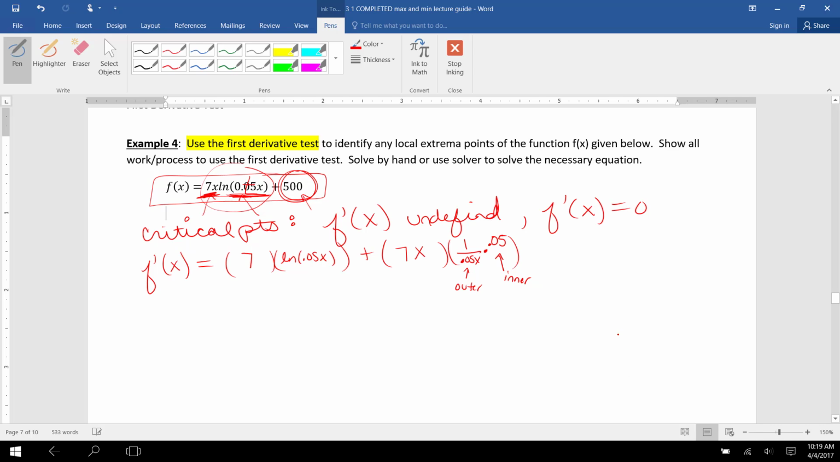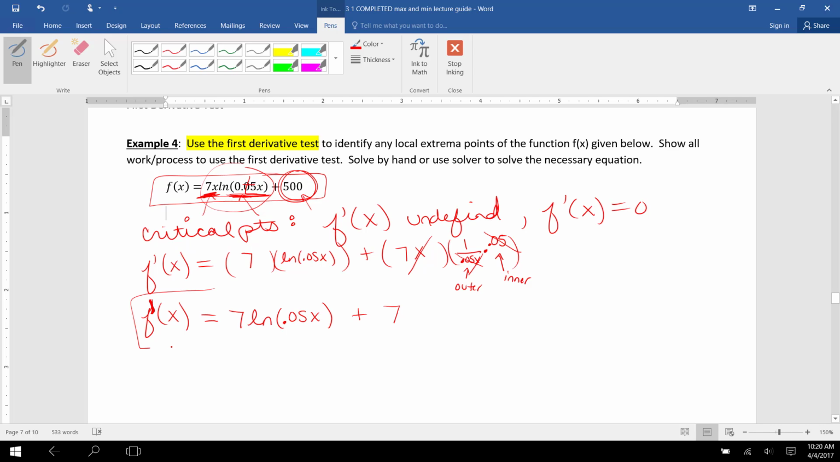We definitely can simplify this thing down. So I note here the first term, I have a lot of parentheses that are absolutely unnecessary. 7 times ln of 0.05x can just be written 7 ln of 0.05x like so, plus 7 times x times 1 over 0.05x. So notice x in the numerator cancels with x in the denominator. And notice 0.05 in the numerator cancels with 0.05 in the denominator, leaving 7 times 1, so just 7.